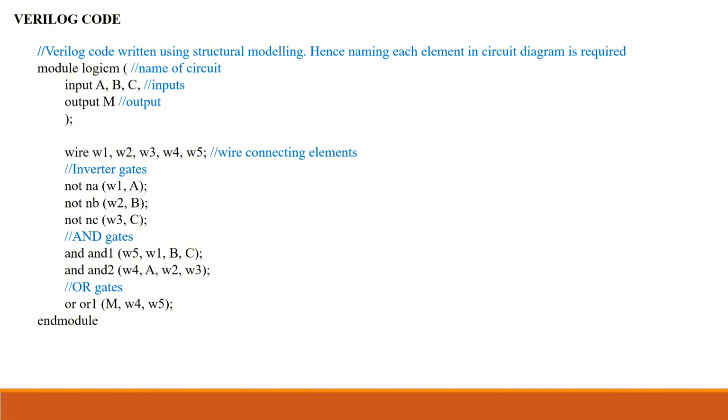We have wires 1, 2, 3, 4, 5 that connect all the elements, and the 3 inverter gates: not A with wire 1 as output and A as input, not B with wire 2 as output and B as input, and not C with wire 3 as output and C as input. Two AND gates, for which N1 has wire 5 as output, and wire 1, B, and C as inputs, and for AND gate 2, wire 4 as output and A, wire 2, and wire 3 as inputs. And finally, for the OR gate, we have M as the output and wire 4 and wire 5 as inputs. This is all following our circuit diagram.